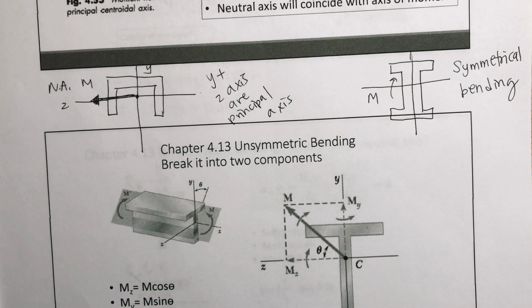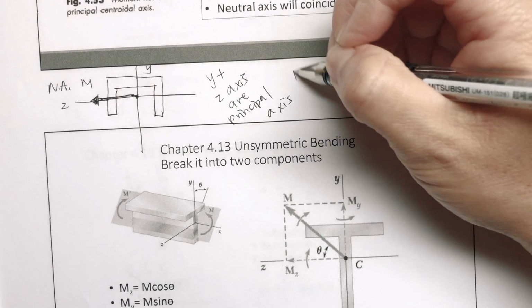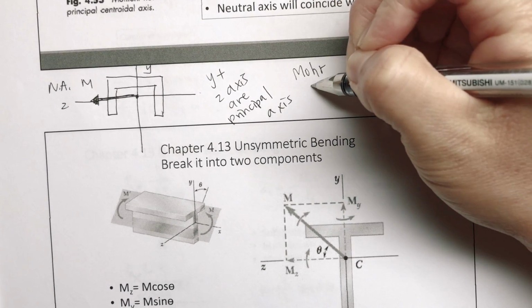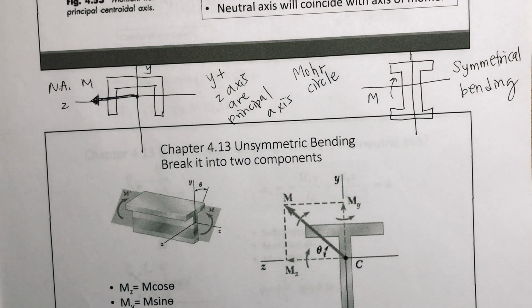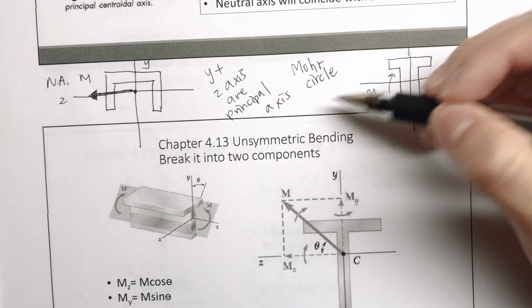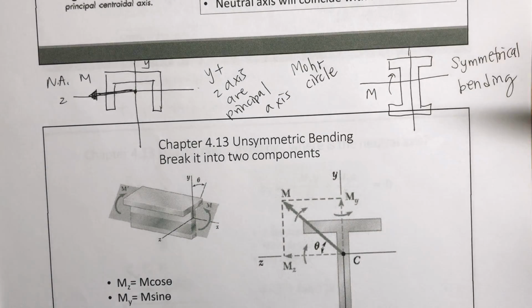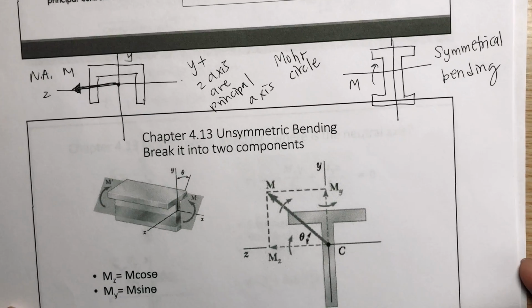How do you know if an axis is a principal axis? We're gonna do that later. It's called the Mohr circle, and that's gonna be in the next few sections. We're gonna use the Mohr circle to find out which axis is a principal axis. So that's what you can look forward to learning soon.